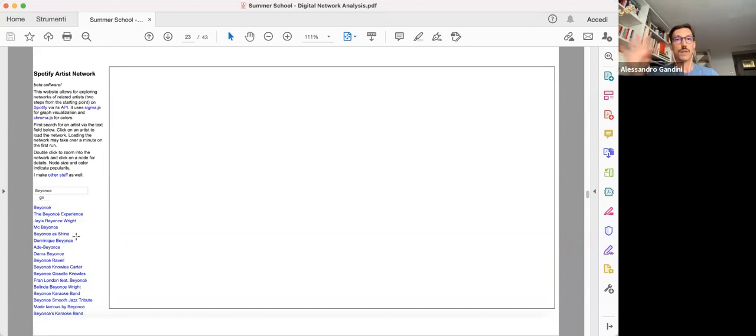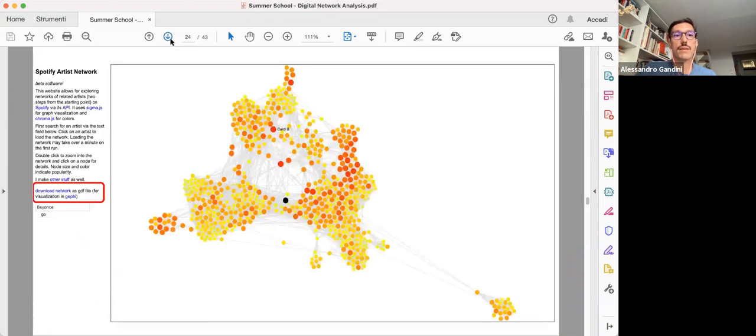This is an ego network, just to be clear, using the theory that we talked about earlier this morning. We are doing Beyoncé's ego network on Spotify. So we click on the right Beyoncé, and we are given a picture like this, which makes no sense. I mean, really, it's what it is. What we need to do is, as the red circle indicates, download the network file.